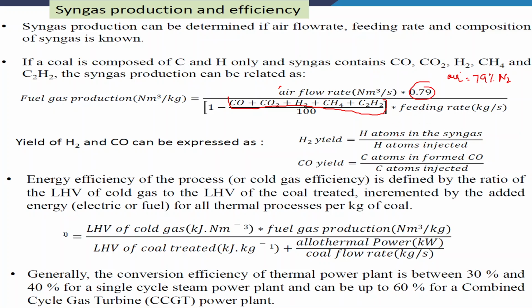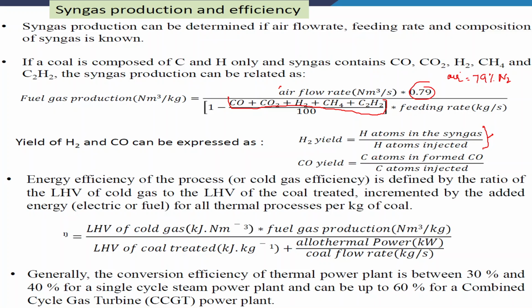Moreover, the yield of hydrogen and carbon monoxide can be calculated from the hydrogen atoms present in the syngas, that is, the amount of hydrogen atoms we get in the syngas versus the amount of hydrogen we are injecting in the form of steam. The other reactant is oxygen, so there is no question of hydrogen there.